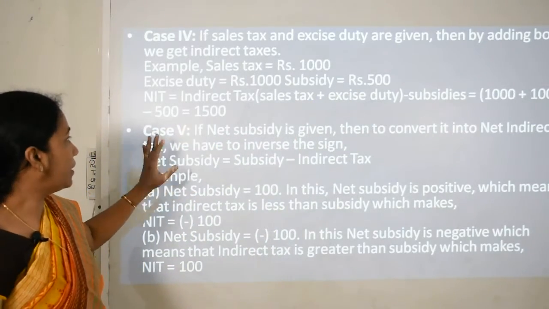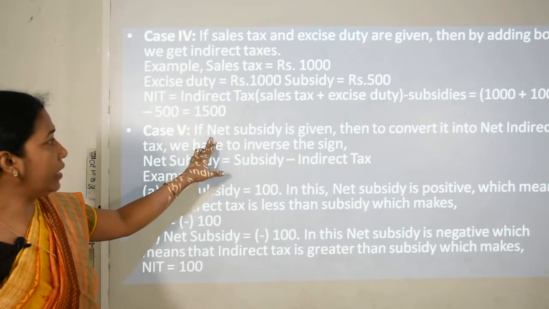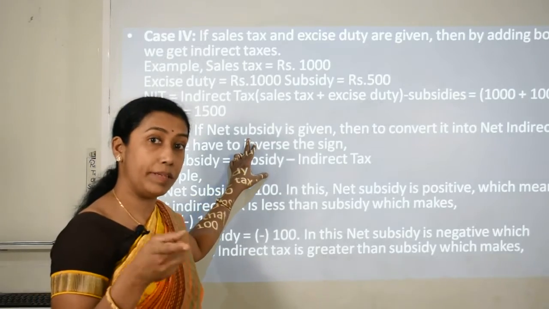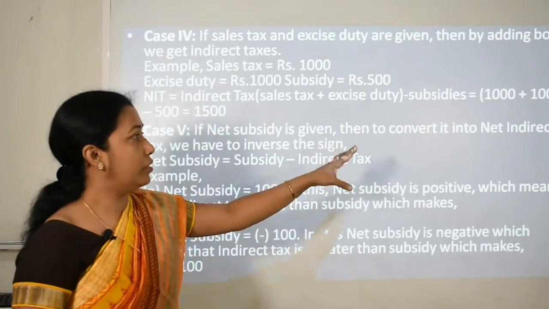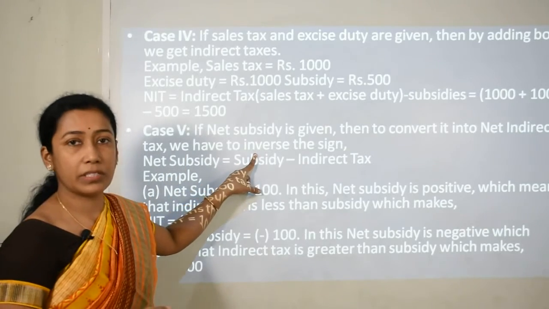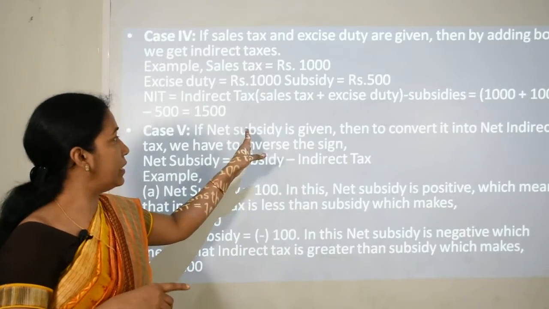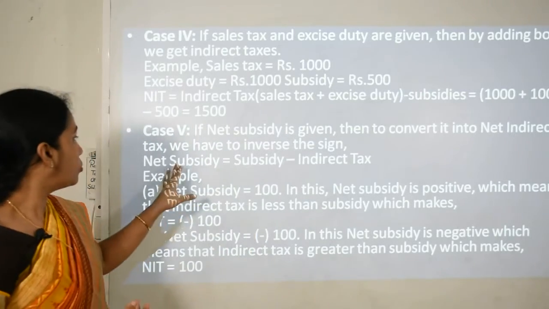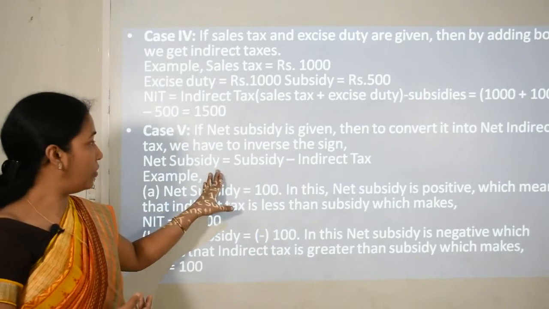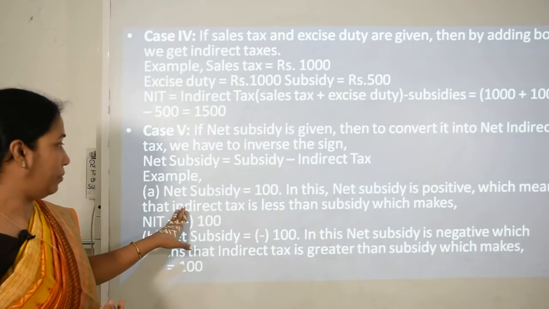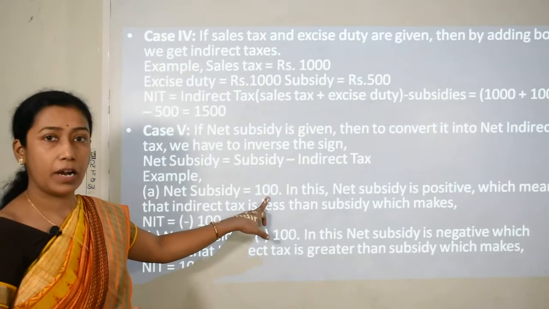Okay. Like case five is there, where we can see if net subsidy is given, directly subsidy is not given, but in place of that net subsidy is given, then to convert it into net indirect tax, we have to inverse the sign. That is to convert this net subsidy to net indirect tax, because we want to find that out. So what we will do, net subsidy we will find out as subsidy minus indirect tax.